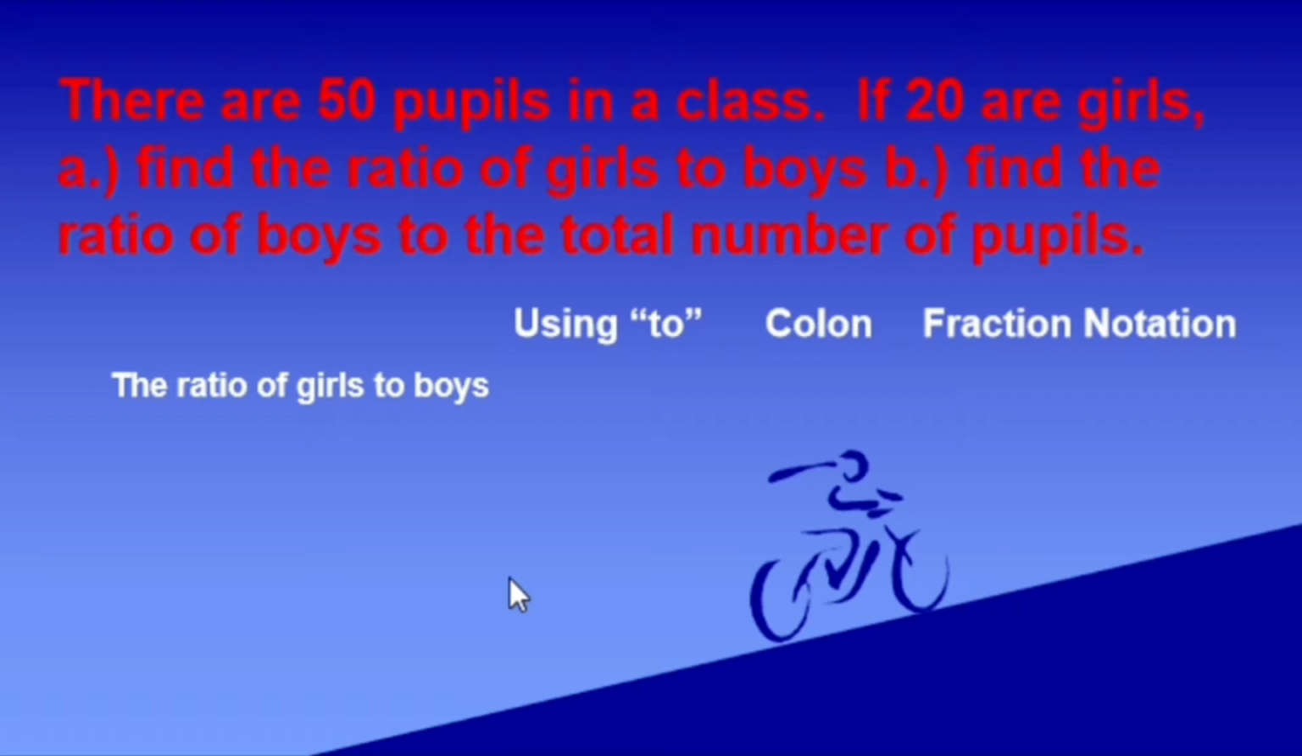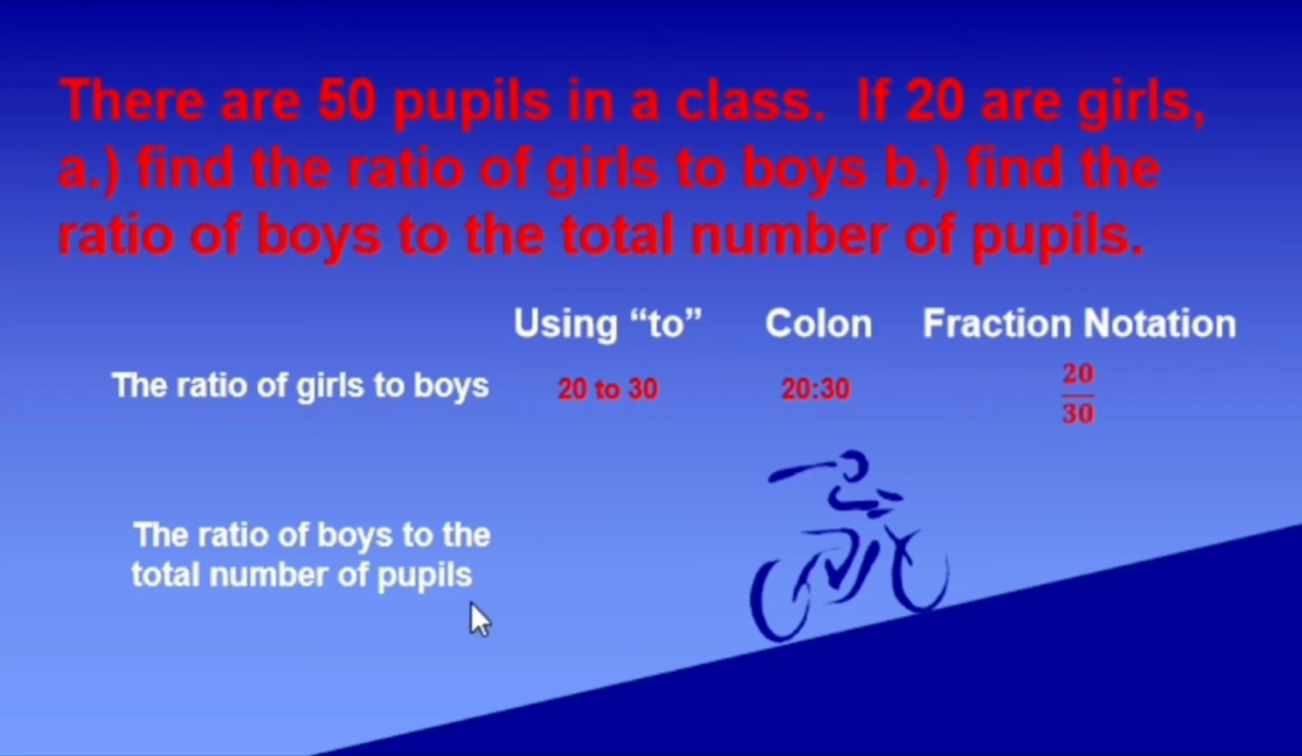Tandaan mga bata, kapag nagsusulat kayo ng ratio, kung anong term ang unang binanggit, dapat yun ang unang isusulat. Since girls ang unang binanggit, girls muna ang unang isusulat, then followed by the number of boys. So, how many are girls? 20. How many are boys? 30. So, that is 20 is to 30 using colon. 20 colon 30 or 20 is to 30. Then in fraction notation, we have 20 over 30.